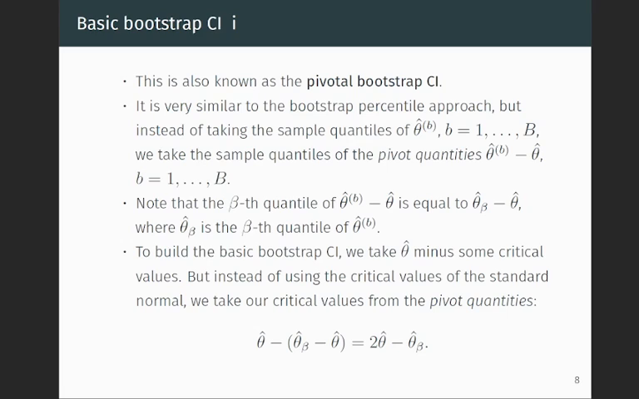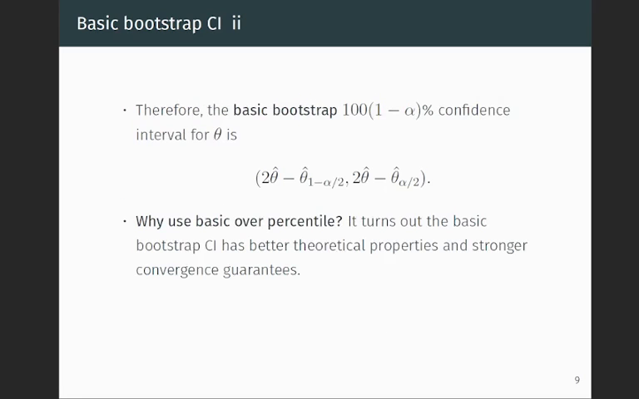You get 2 times theta hat minus theta hat star beta. And so if you build this for a confidence interval, what you get is 2 times theta hat minus theta hat star 1 minus alpha over 2, and then 2 times theta hat minus theta hat star alpha over 2. Remember, we're subtracting the quantiles, and so the lower quantile goes for the upper bound, and the higher quantile goes for the lower bound.